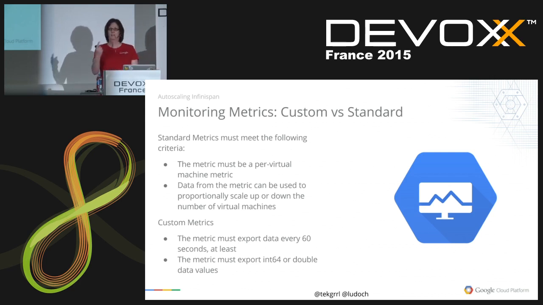It has to be a per virtual machine metric. So it has to make sense in terms of virtual machines. And it has to be something that's proportional to the number of virtual machines. So as it gets bigger, you need to grow the size of the machines. As it grows smaller, you have to shrink the size of the machines. And there's other things as well that it has to adhere to. But ultimately, it can be anything, any application level metric that you like.